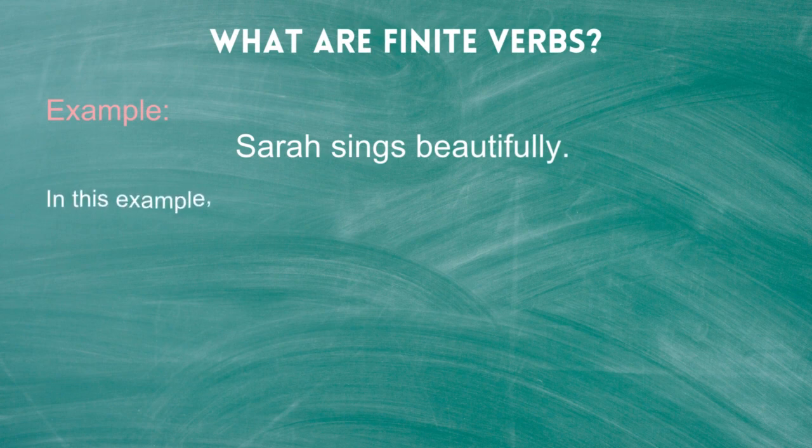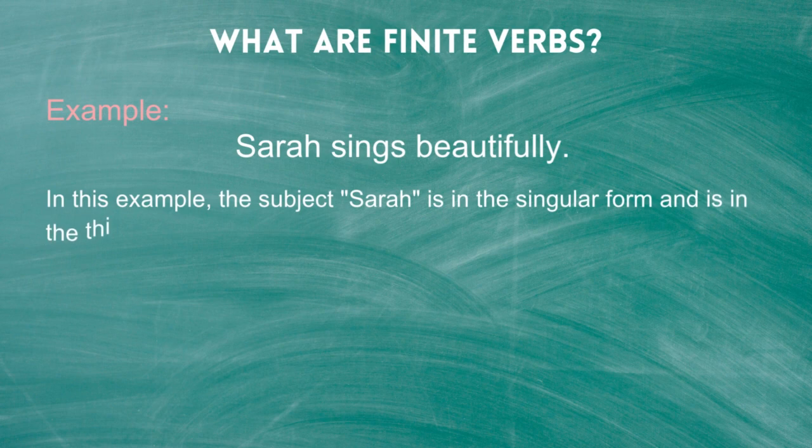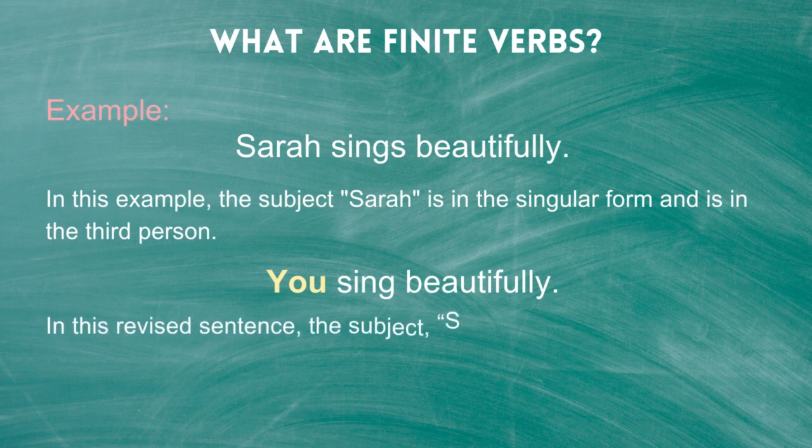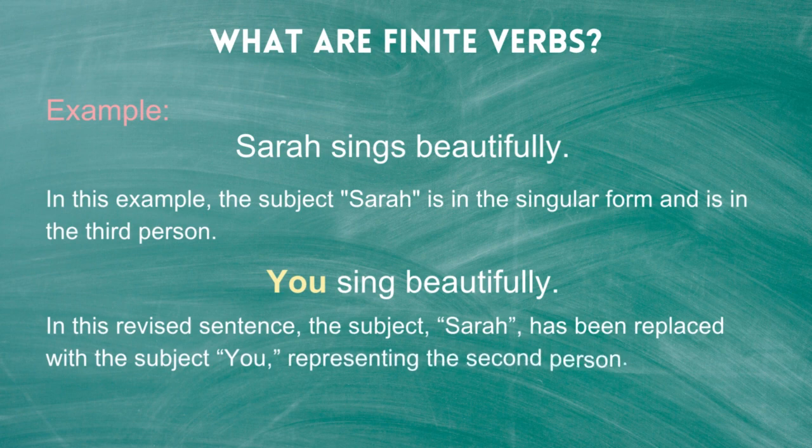In this example, the subject Sarah is in the singular form and is in the third person. If you switch the subject to the second person, the finite verb sings will transform into its plural form, sing. In this revised sentence, the subject, Sarah, has been replaced with the subject, you, representing the second person.